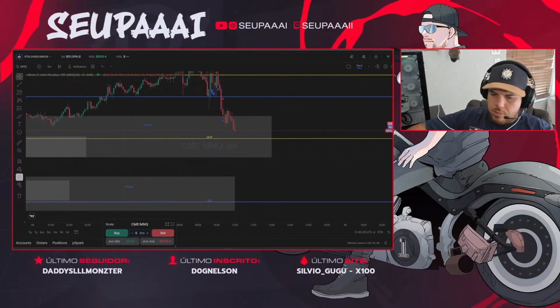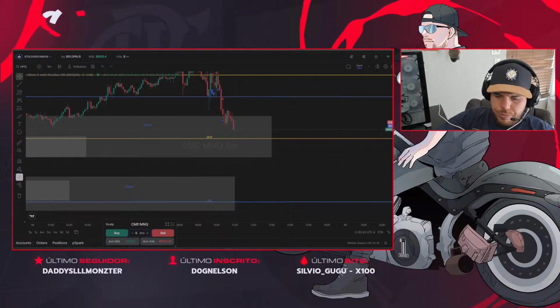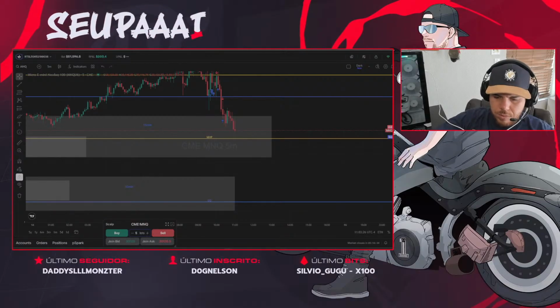Yeah, I don't like the way this hourly chart is looking, by the way. This hourly chart's looking kind of suspicious, kind of like this low consolidation. Oh, we just flipped to the new hour, so hopefully something.